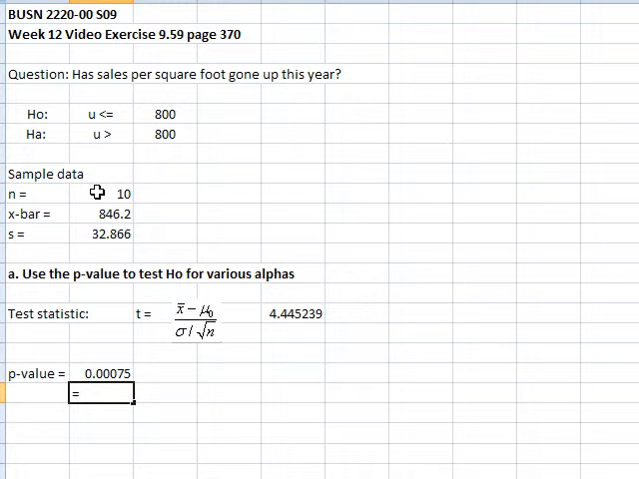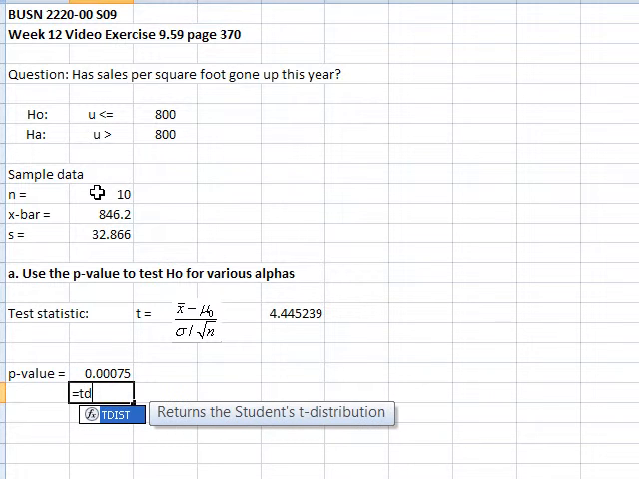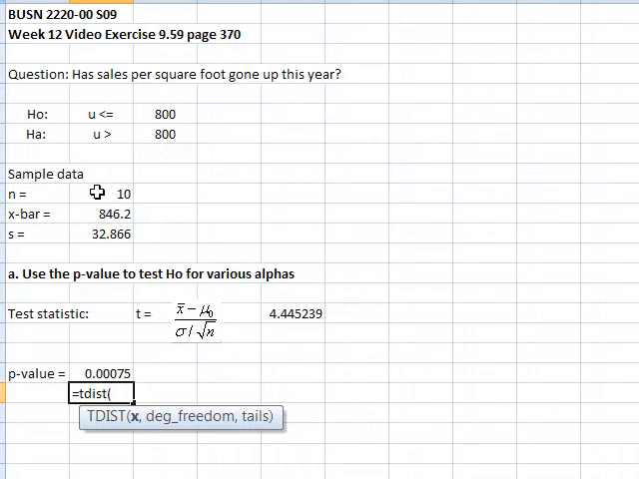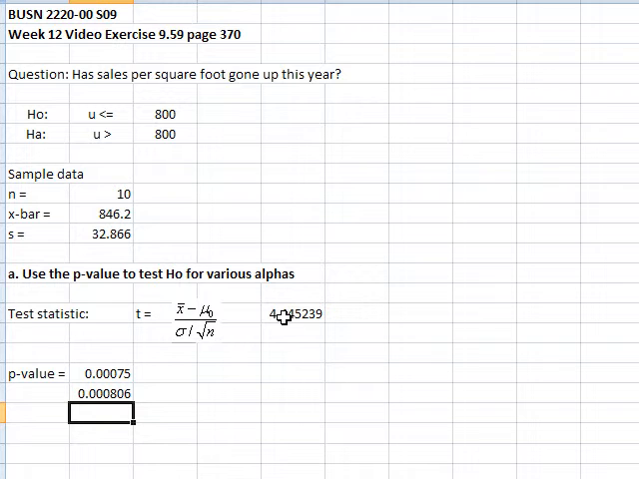We could use Excel and say, I want the t distribution of my x, it calls it x, I call it the t value, that value with 9 degrees of freedom, and I only need one tail. Remember, this is a one-tailed test here. I want to know if it's greater than. I'm not worried about anything that's less than 800. It's only if it's greater than 800. So I want one tail, and I get a p-value of 0.000806.